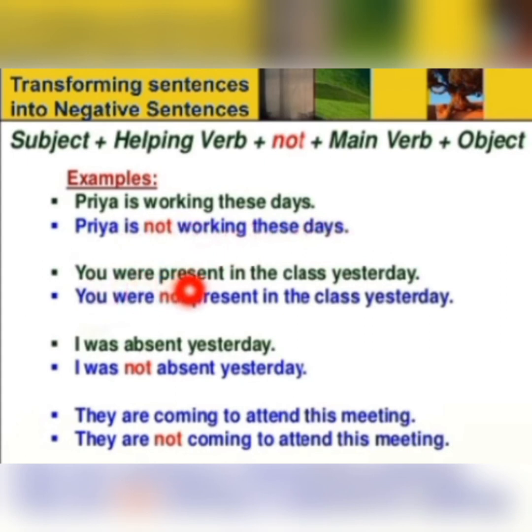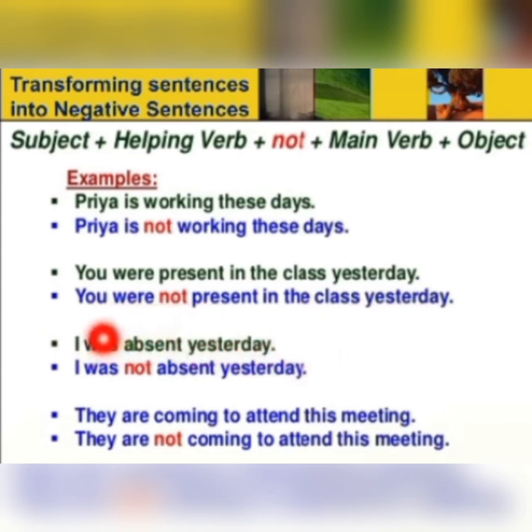Similarly, you were present in the class yesterday. You is my subject, were is my helping verb, and present is the main verb. You were not present in the class yesterday. I was absent yesterday. Was is the helping verb, absent is the main verb. I was not absent yesterday.